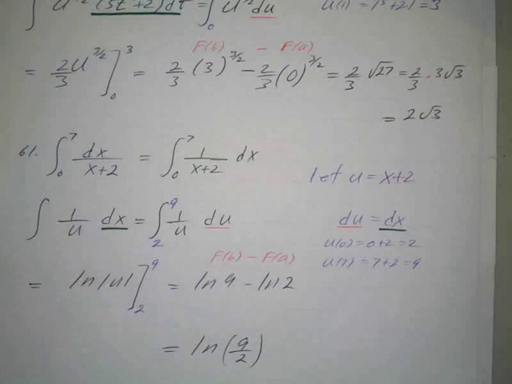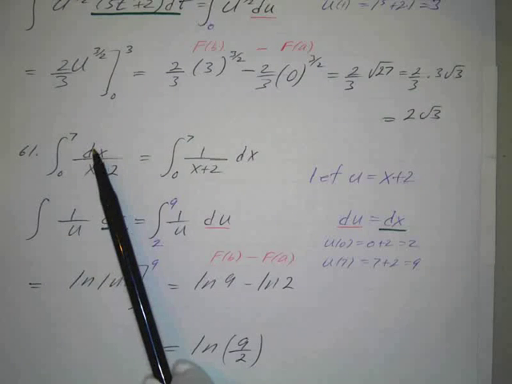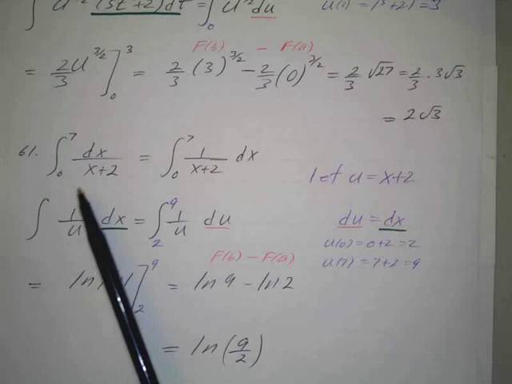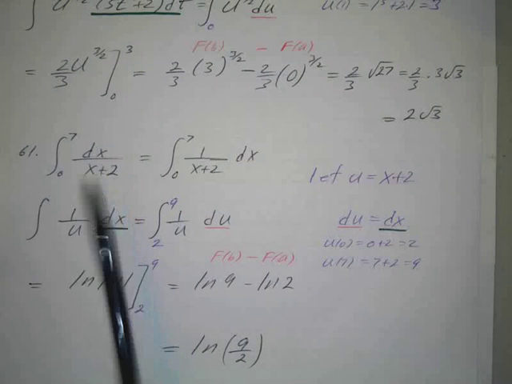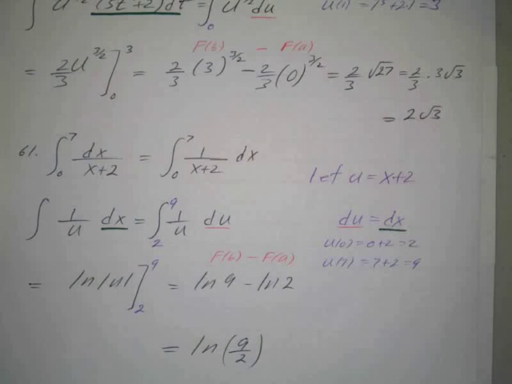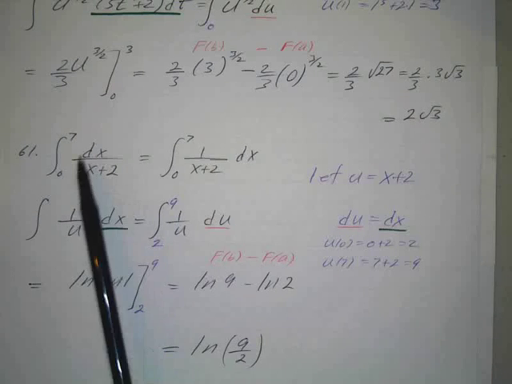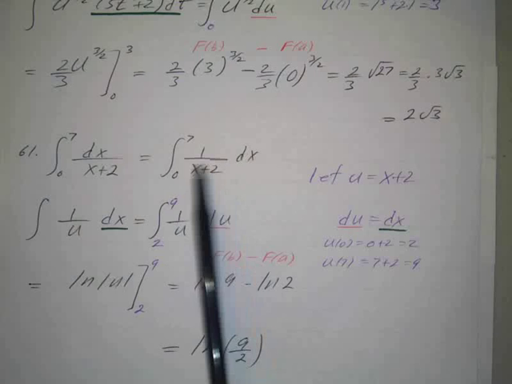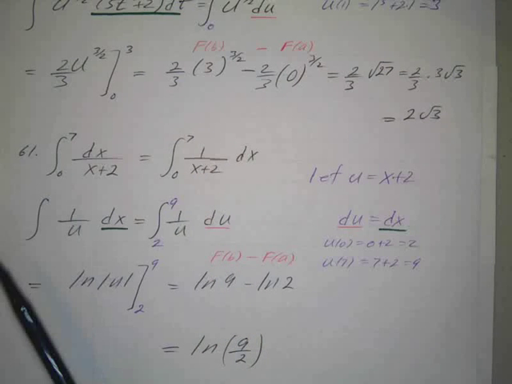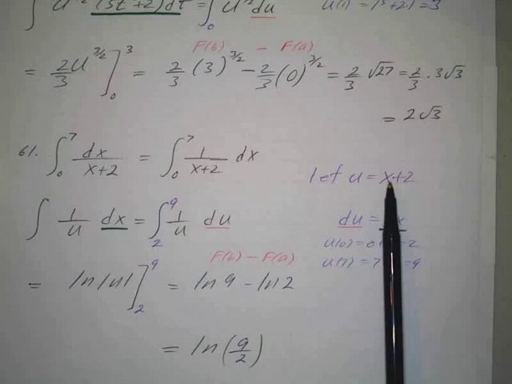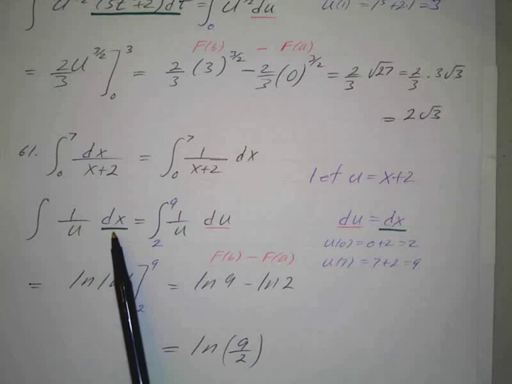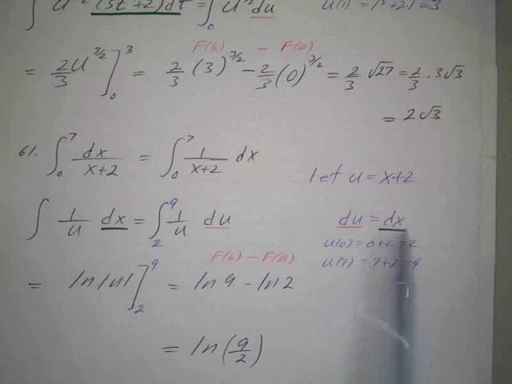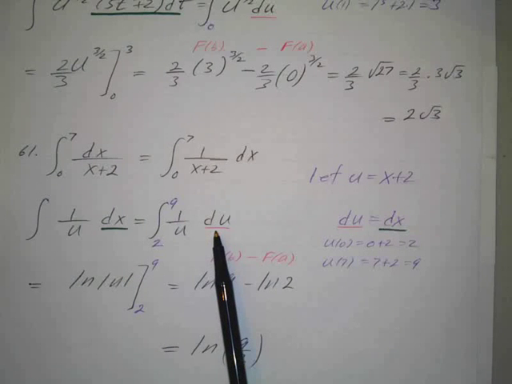Here's 61. Okay, so we have the integral from 0 to 7 of dx over x plus 2. And remember, when we have a fraction, we always look for 1 over u du. And it looks like we've got this. In other words, I can write this as 1 over x plus 2 dx. And the derivative of this is real easy. It's just 1 dx, so I've got it. All right. So I'll let u equal x plus 2, so I've got 1 over u dx. But if I take the derivative, du equals dx, so it just fits right in.